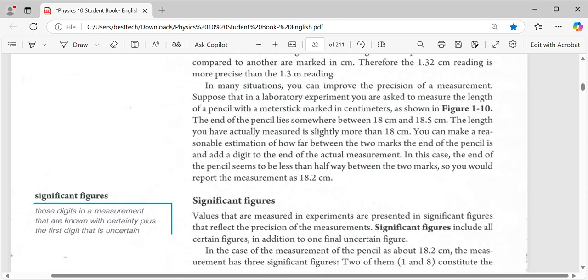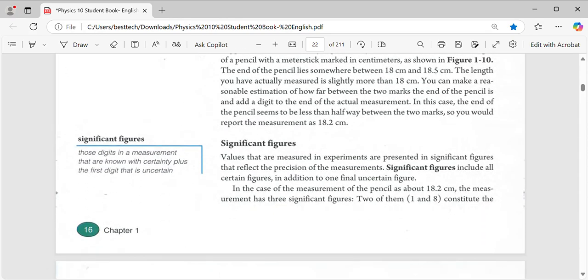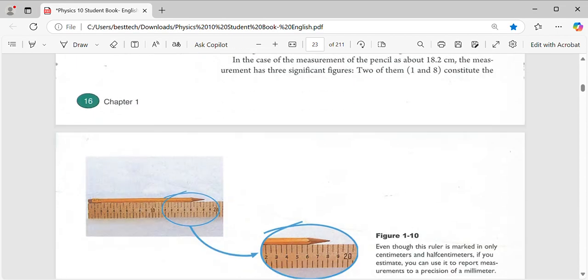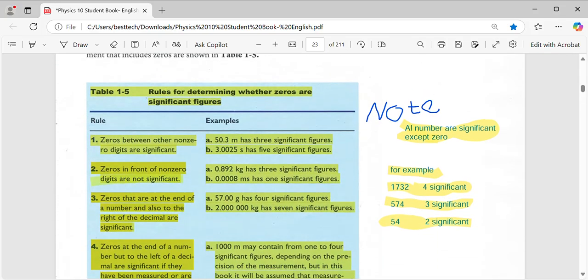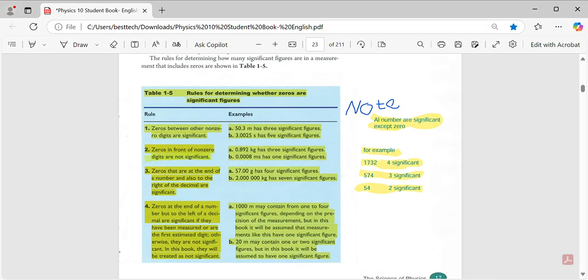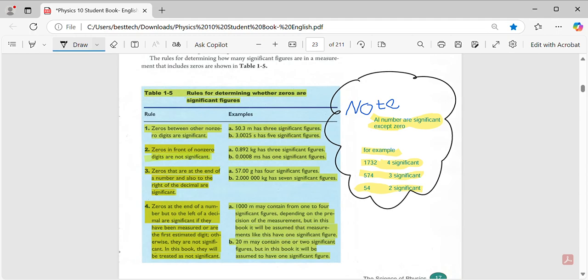It's not that important, you can read it by yourself, guys. You have another topic, it's less important, called significant figures. Guys, this table is important, and you have some rules to help you understand the meaning of significant figures. Look, all numbers in physics, or even in math, are significant or countable, except zero. We have some rules for it.